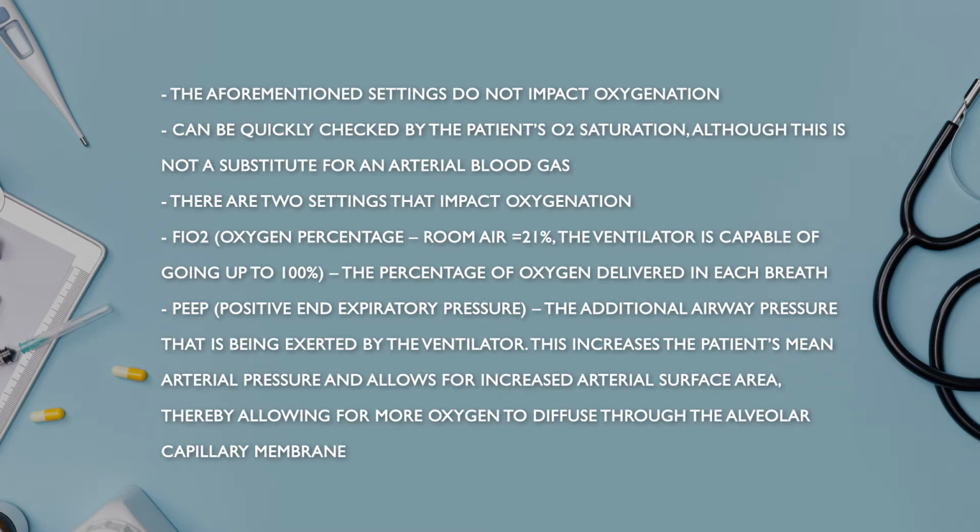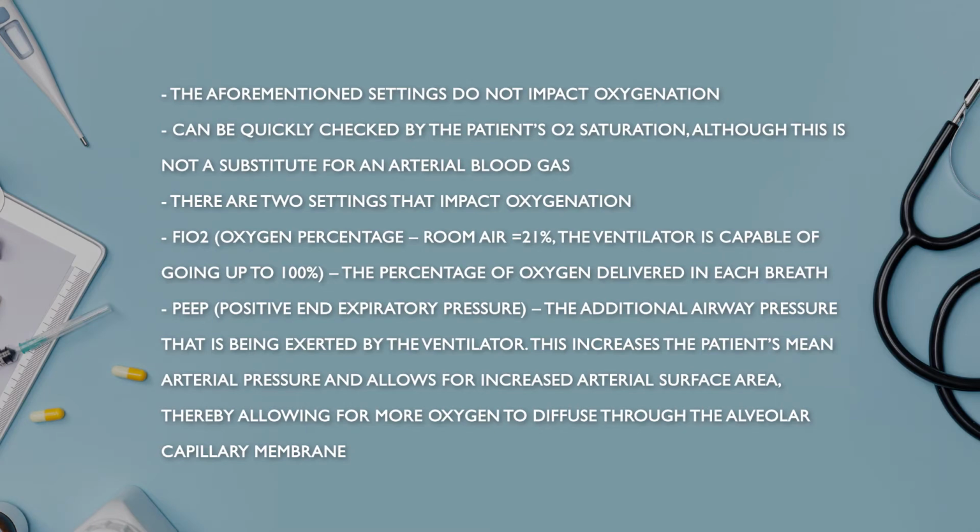The lungs oxygenate and ventilate. The ventilator needs to do the same. We can determine our patient's oxygenation both by saturation, which is our pulse ox, non-invasively, and much more reliably through an arterial blood gas. Now, when we first put a patient on a ventilator, we have two settings.